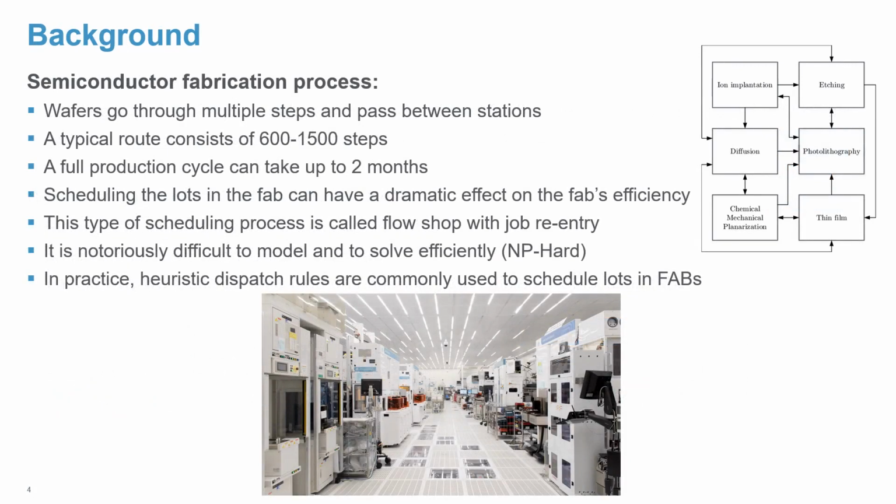In the semiconductor fabrication process, wafers go through multiple steps and pass between stations. A typical route consists of 600 to 1500 steps. A full production cycle can take up to 2 months. Scheduling the lots in the fab can have a dramatic effect on the fab's efficiency.